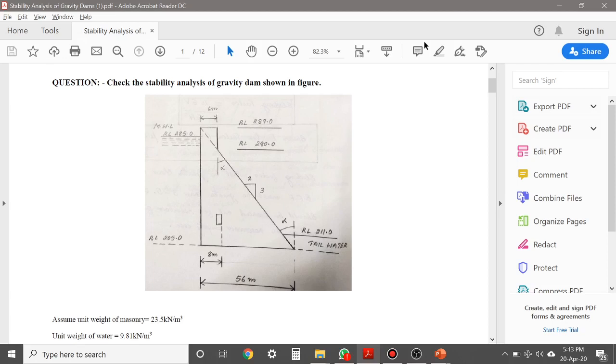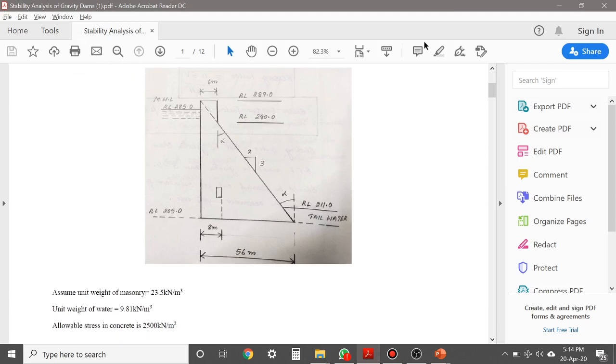The question is, check the stability analysis of the gravity dam shown in the figure. The figure is given to you. Also, it is given that assume unit weight of masonry equal to 23.5 kilonewton per m cube, unit weight of water as 9.81 kilonewton per m cube, and allowable stress in concrete as 2500 kilonewton per m square.